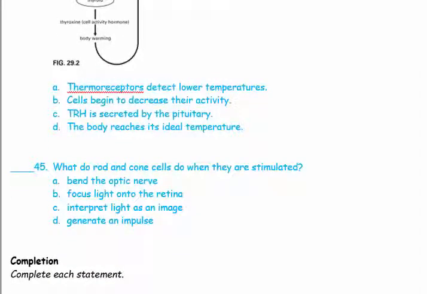Number 45. What do rod and cone cells do when they are stimulated? The rods and cones are present in the retina. One is responsible for the dim lighting, and the cones are responsible for detecting the colors. So what do they do when they are stimulated? When you see colors, or when you are in a place that is dimly lit, they are going to generate an impulse. These impulses are taken by the optic nerve to the brain in order for your brain to translate the images that you're seeing.